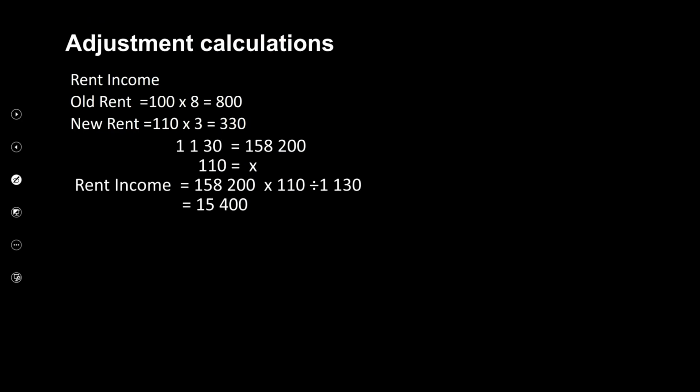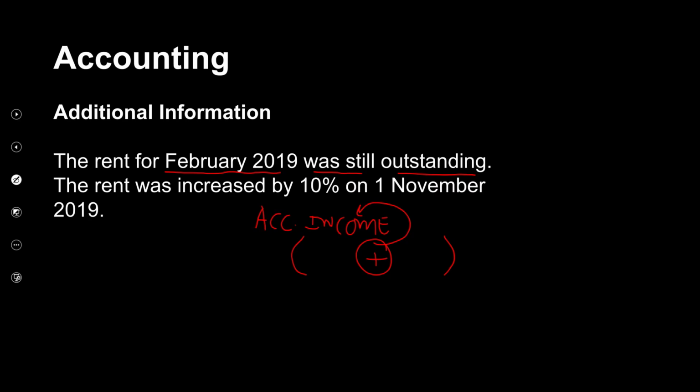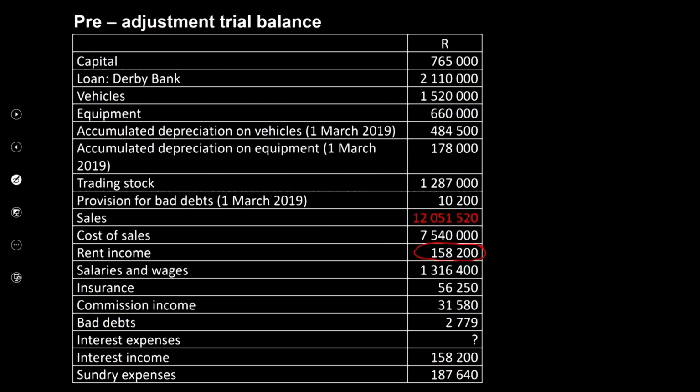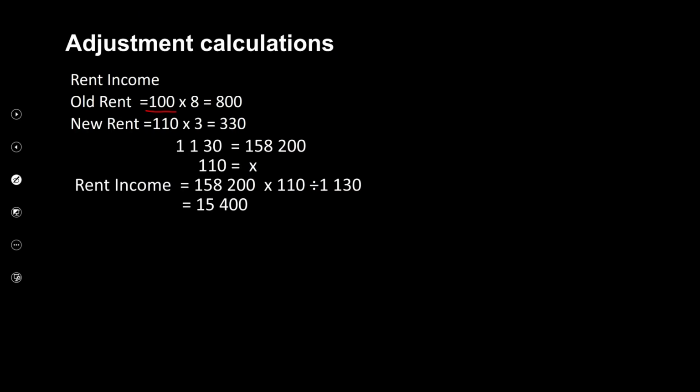Let's do that. So we say, fine, let's take the old rental to be 100% because we don't know. All that we know is that rent was increased by 10% on the 1st of November. Meaning therefore, let the old rental be 100 for how many months? 8 months. Why 8 months? From the beginning of your financial year, which started in March. So here we go. It's March, April, May, June, July, August, September, right?